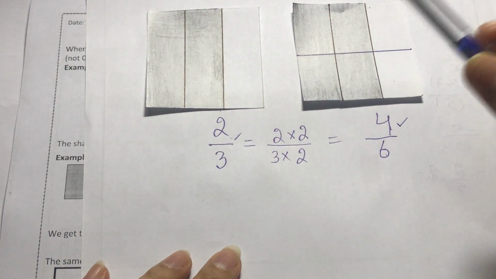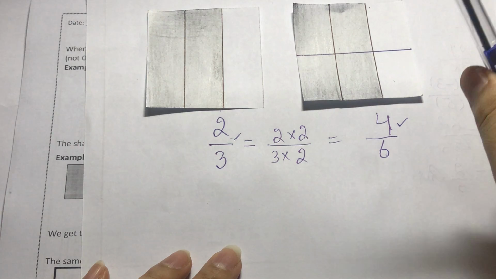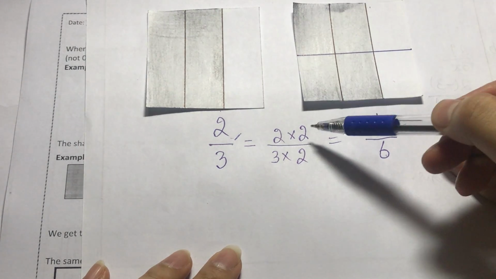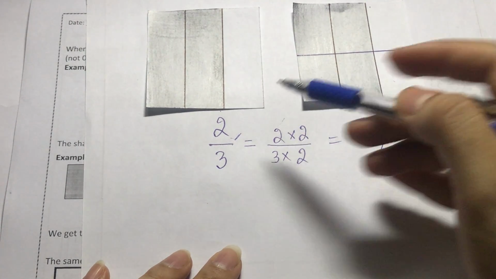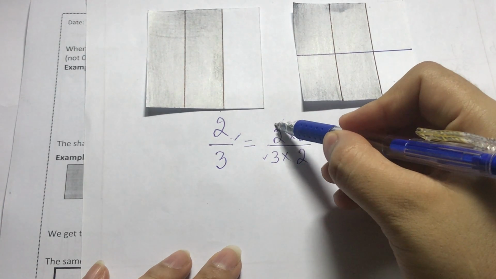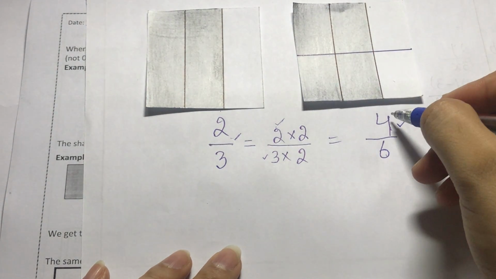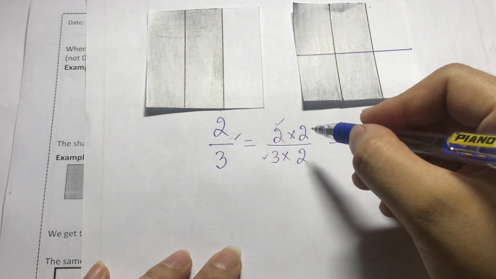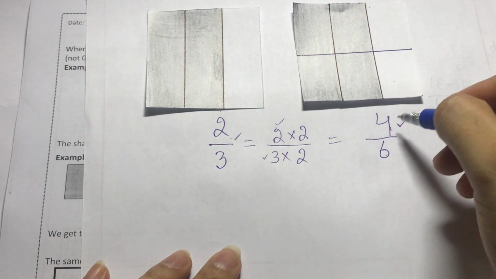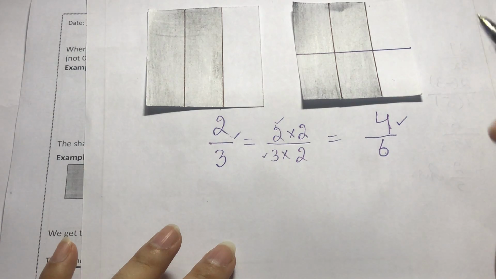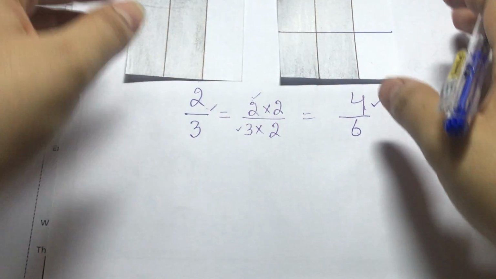One thing you have to remember when you multiply your fraction, you have to multiply your numerator and your denominator with the same number, right? So you will get an equivalent fraction. If you multiply with different numbers, you will not get an equivalent fraction. Understood? Now let's try another example.